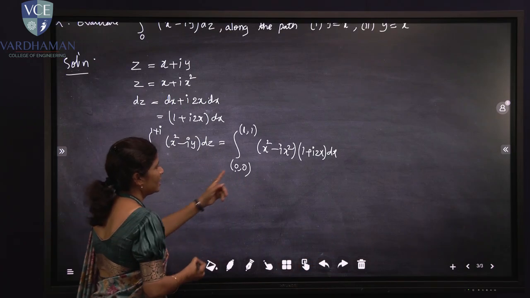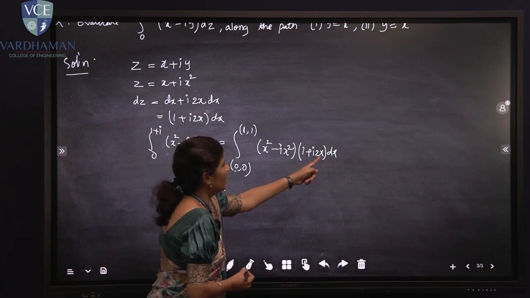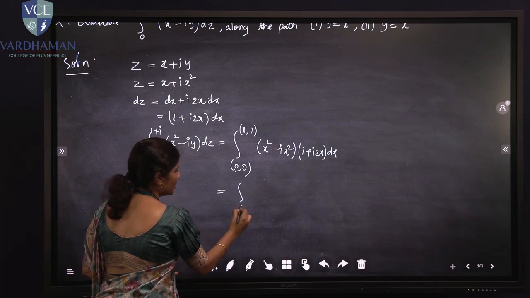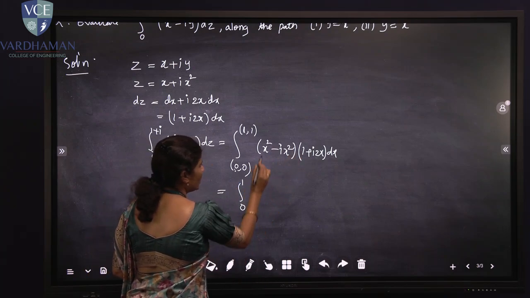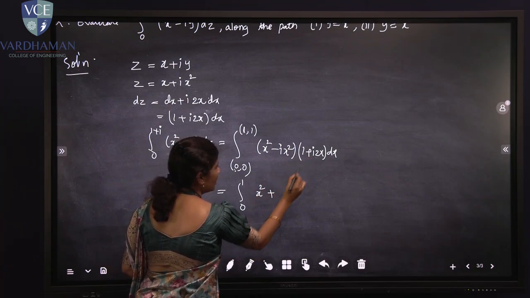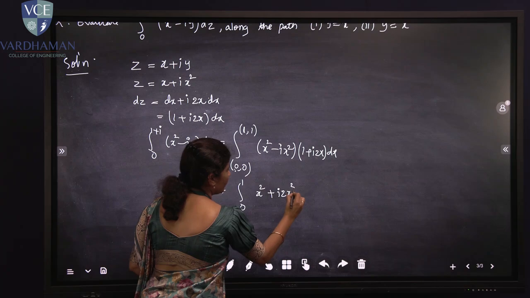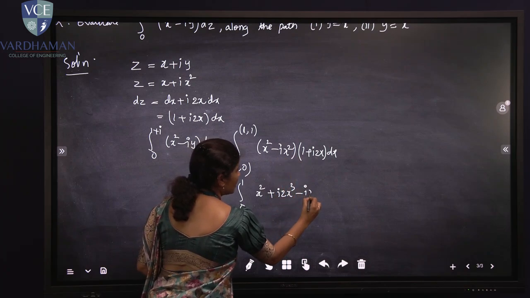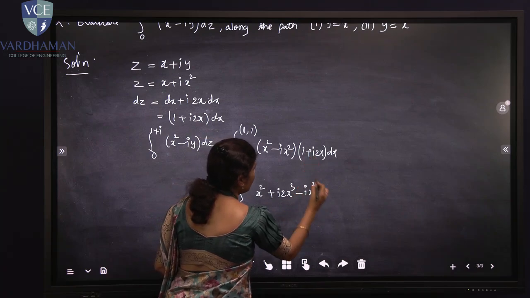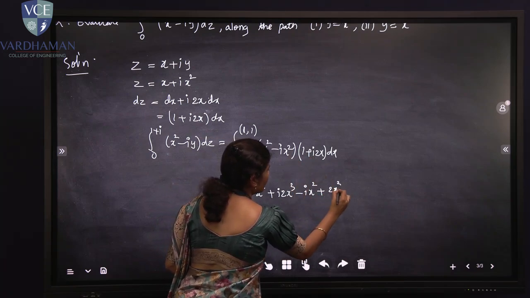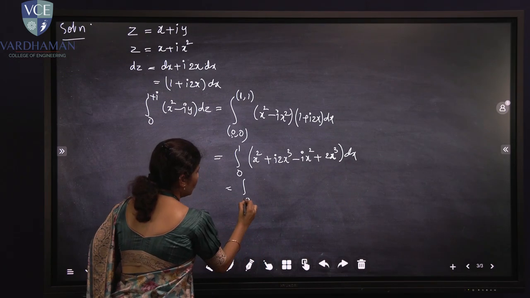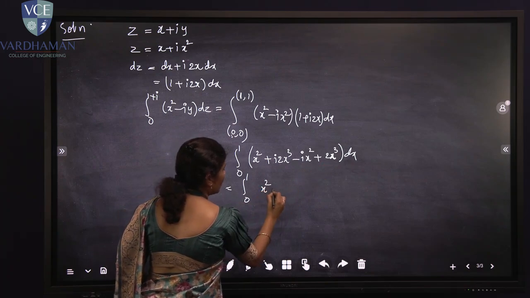Now we simplify this integration, converting the total integration into a form of x. In terms of x, the limits are 0 to 1. Multiplying each term: x square into 1 is x square, x square into i 2x is i 2x cube, minus i x square into 1 is minus i x square, and minus i x square into i 2x gives minus i square, that is plus 2x cube, into dx. Now we have to separate the real and imaginary parts. From 0 to 1, x square is a real part and 2x cube is a real part.